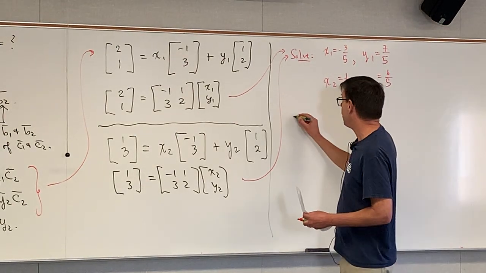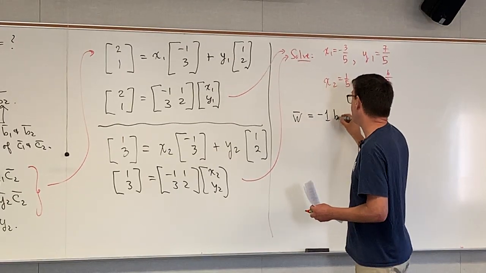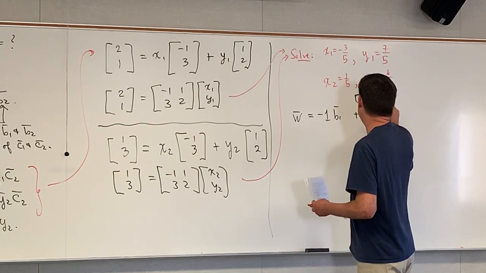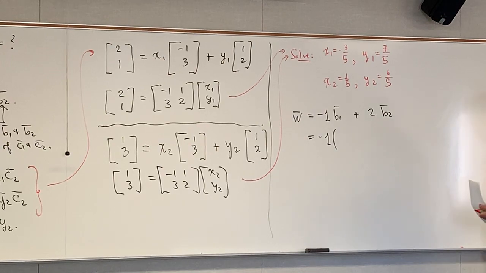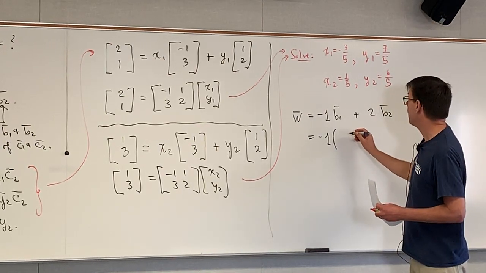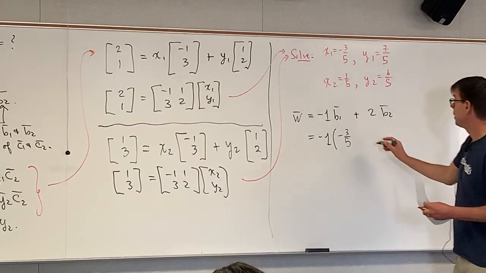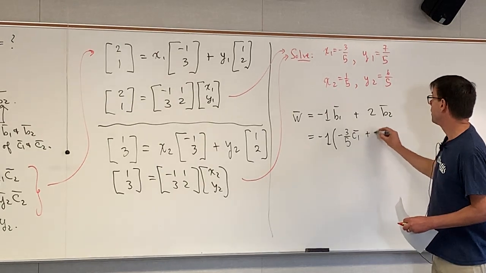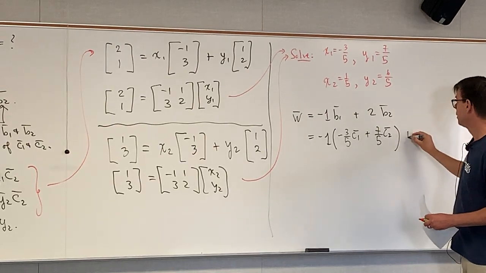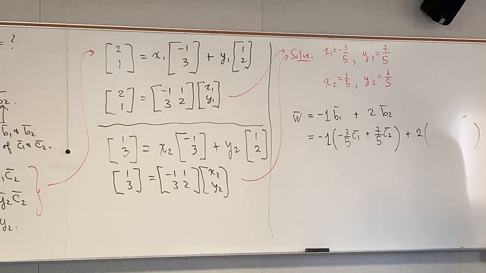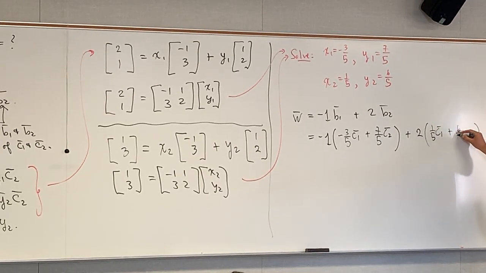And so, okay, what is W? W is negative 1 B1 plus 2 B2. Now we can express what B1 is. B1 is negative 3/5 C1 plus 7/5 C2. Plus 2 B2. What is B2? B2 is going to be 1/5 C1 plus 6/5 C2.